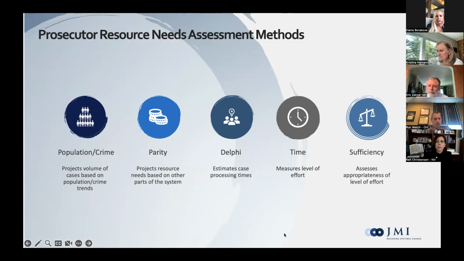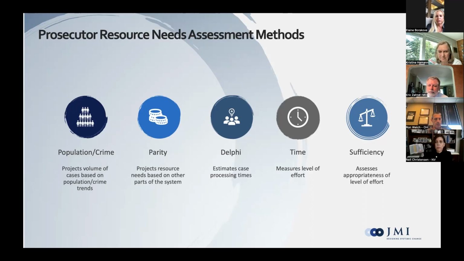So Joan Jacoby really started by looking at caseload, by looking at population and crime trends. The problem with that is that there's a lag time between when population changes, when crime changes, and the impact on the criminal justice system. So it's not as robust a tool for being able to address concerns around staffing.